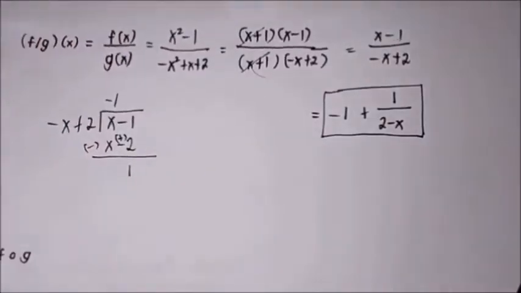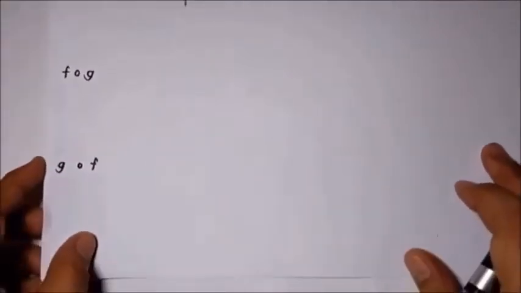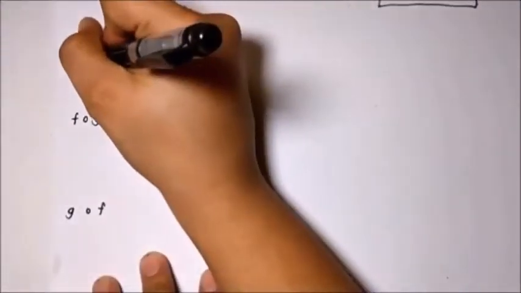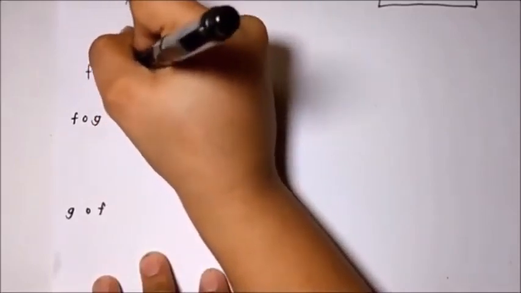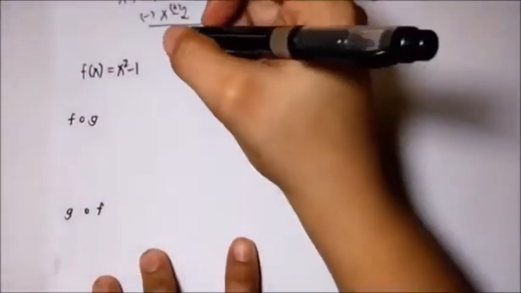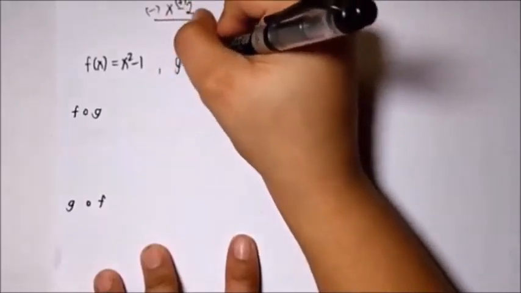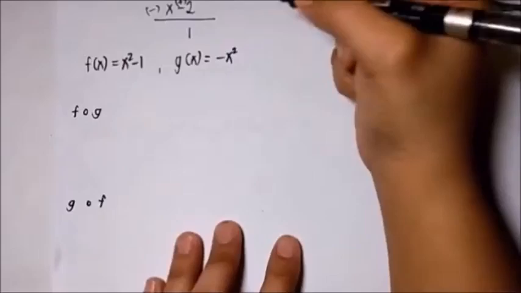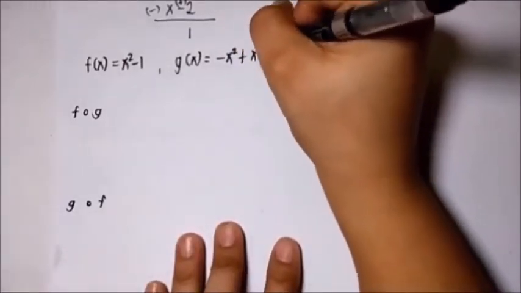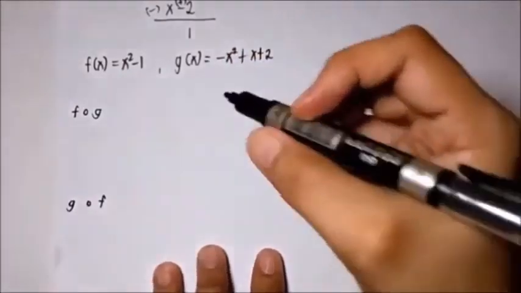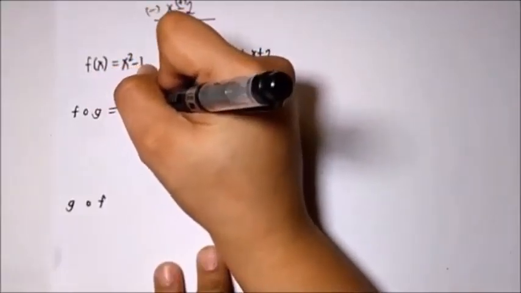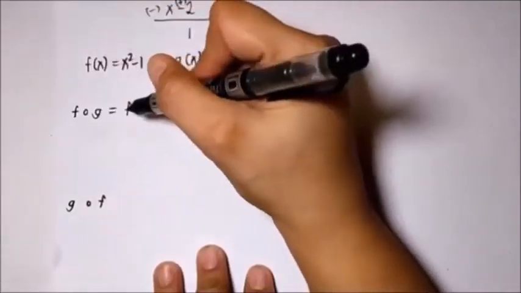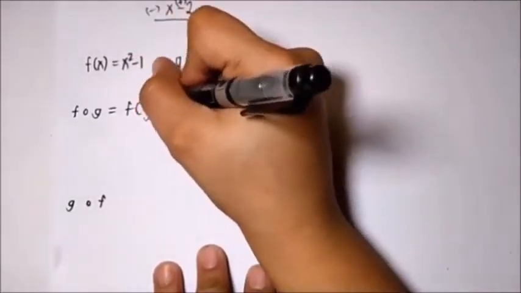So let's have composite functions using the same value for f of x and g of x. So let's rewrite. f of x is equal to x squared minus 1, and then g of x is equal to negative x squared plus x plus 2. When we say f of g, this is equal to f of g of x.